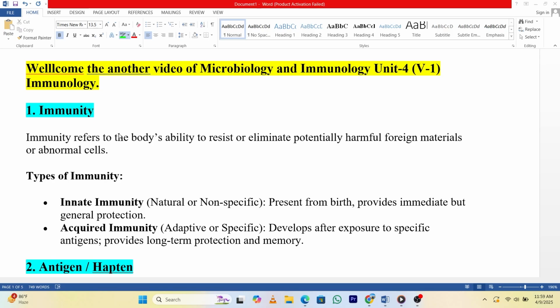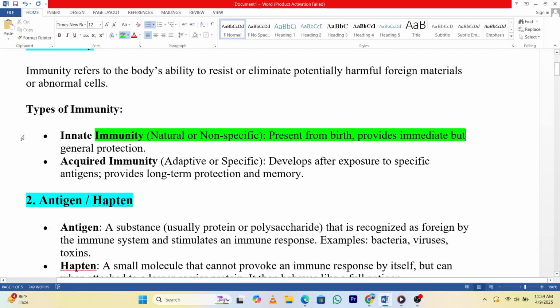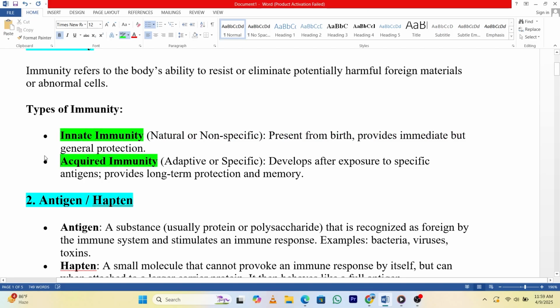1. Immunity. Immunity refers to the body's ability to resist or eliminate potentially harmful foreign materials or abnormal cells. Types of immunity. Innate immunity, natural or nonspecific, present from birth, provides immediate but general protection. Acquired immunity, adaptive or specific, develops after exposure to specific antigens, provides long-term protection and memory.